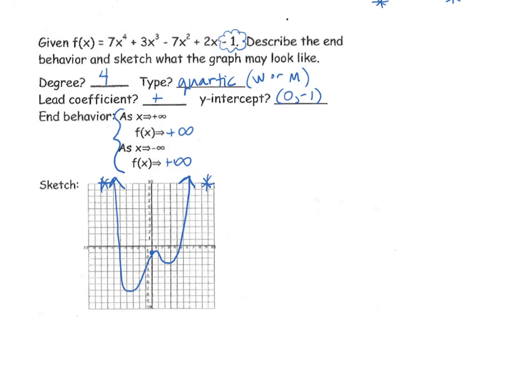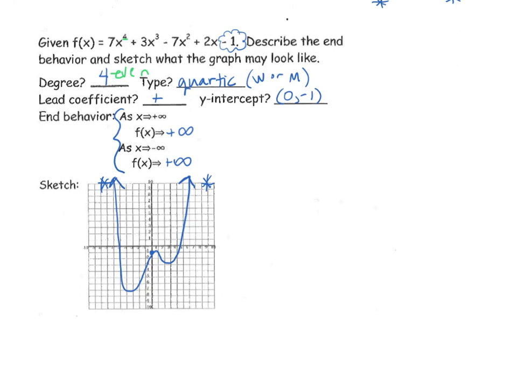It says, given f of x equals 7x to the fourth plus 3x cubed minus 7x squared plus 2x minus 1, describe the end behavior and sketch what the graph might look like. Well, looking at this function, we recognize that the degree is 4, and that's an even number. So we know both arrows will go in the same direction.